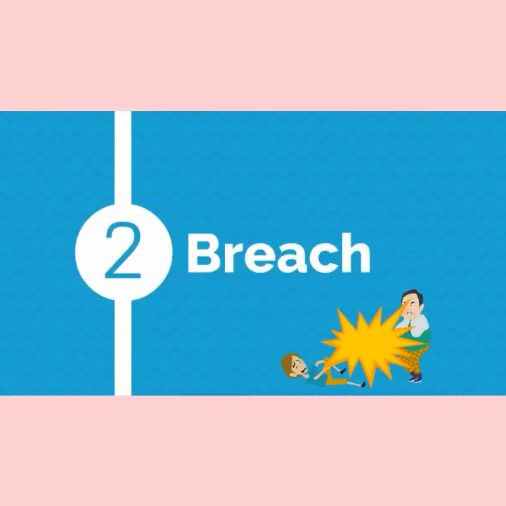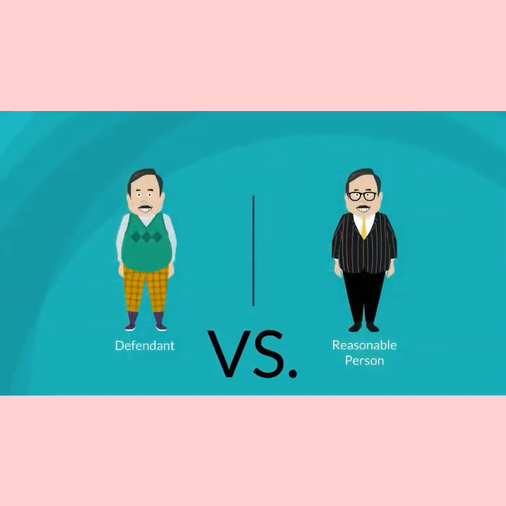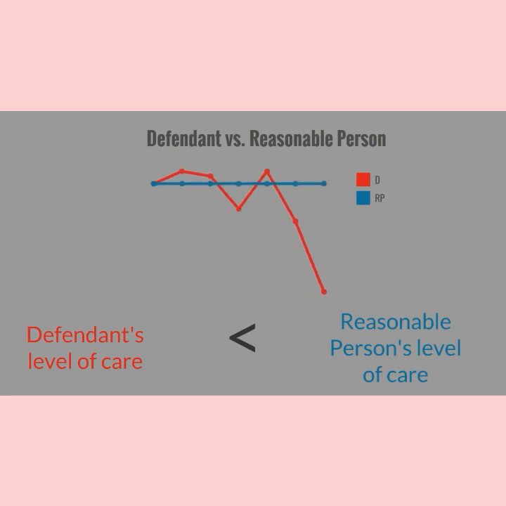Next, let's look at breach. To determine whether Dudley breached his duty of reasonable care, a court will probably compare Dudley to the reasonable person. If the defendant's level of care went below the level of care that we would expect from a reasonable person, we would say the defendant breached his duty of care.